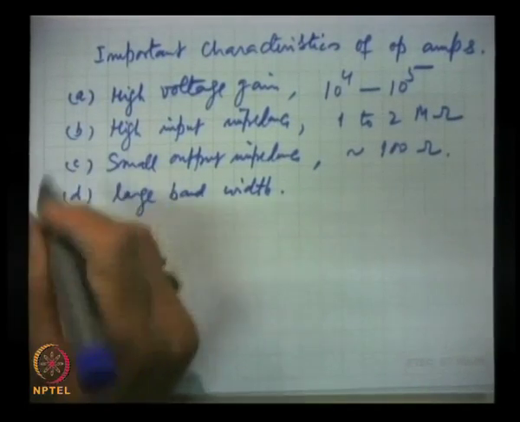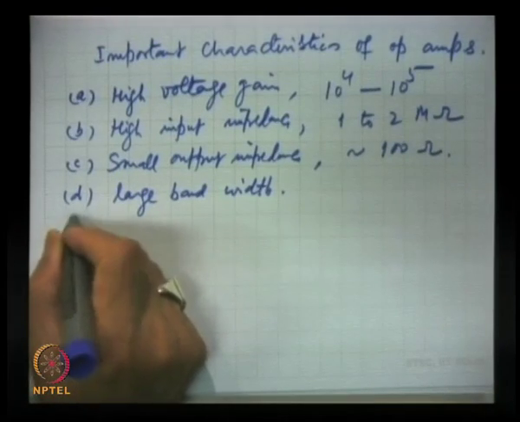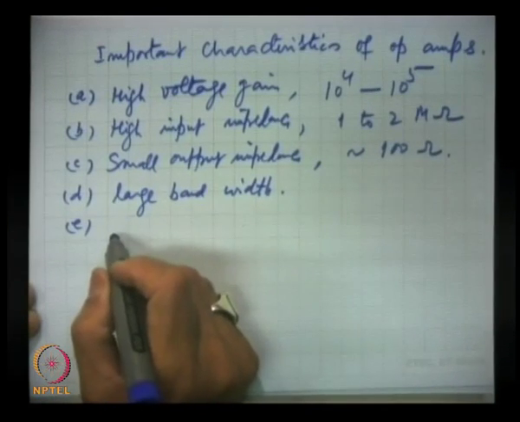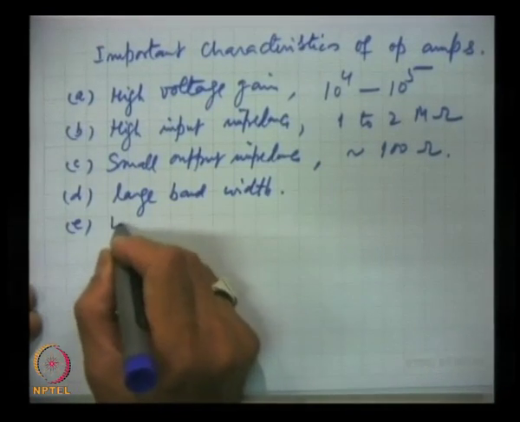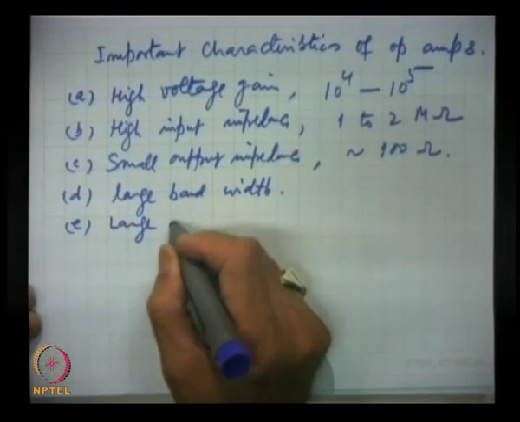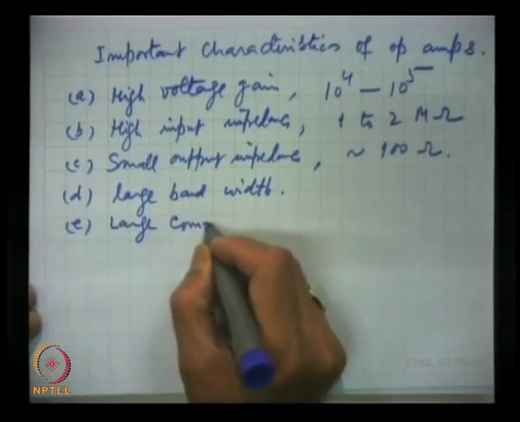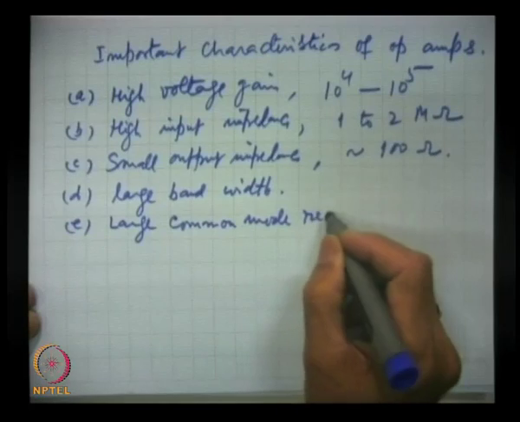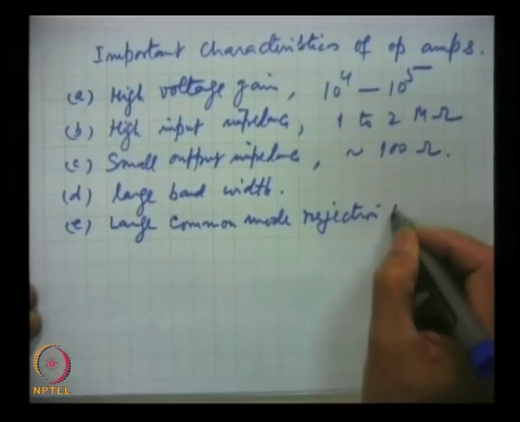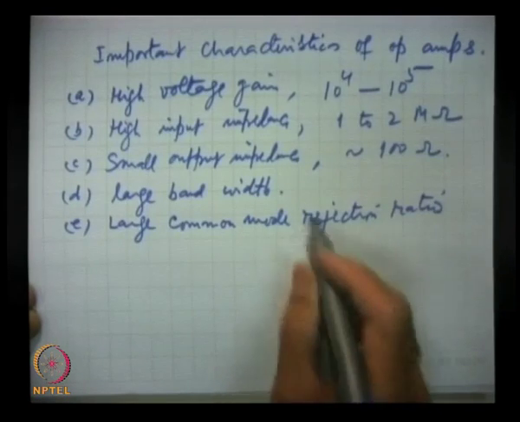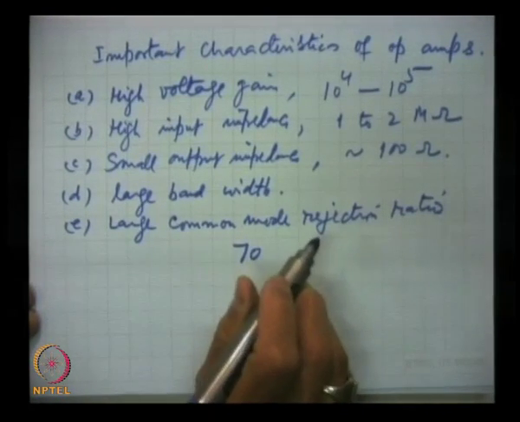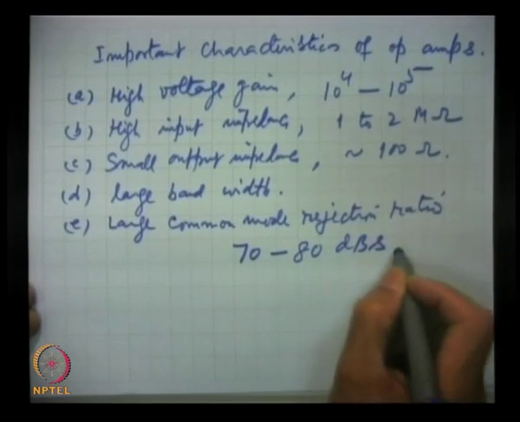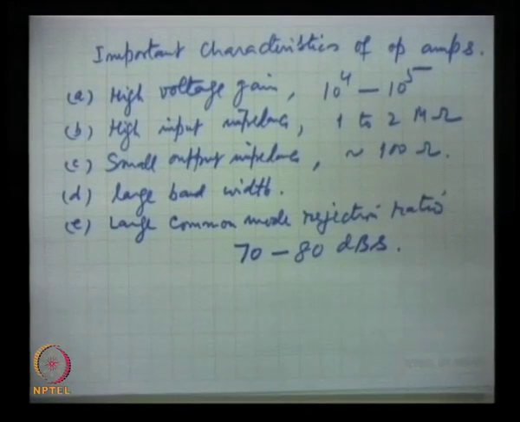And the next is large CMRR, common mode rejection ratio. This is expressed in dBs, so 70 to 80 dBs for most of the op amps.